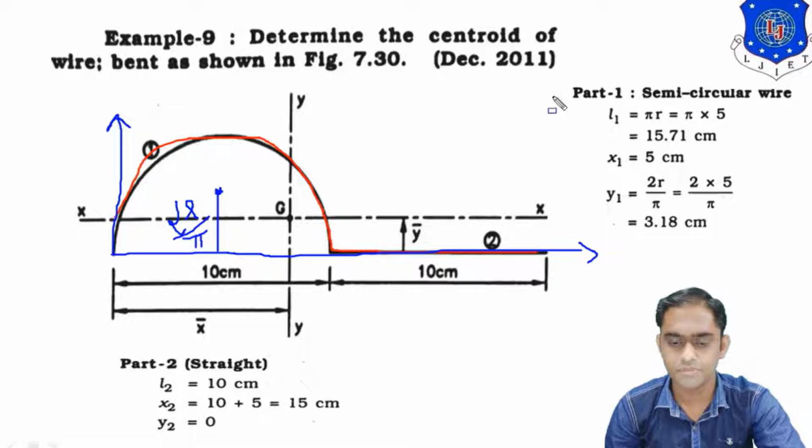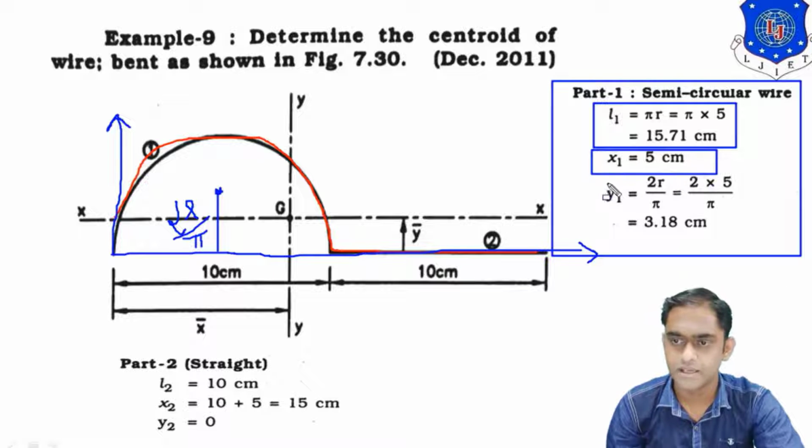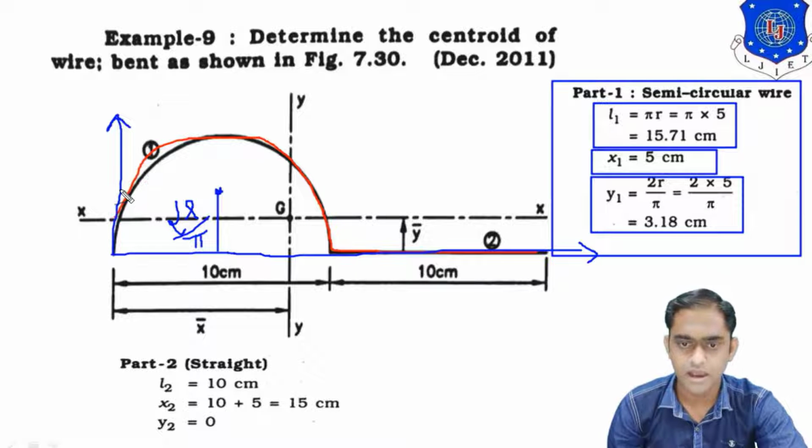Here in the calculation part, you have to check part 1 first. This is the part number 1, semicircular wire. In this part, you first have to find the length of the wire L1. Then after you have to calculate x coordinate of the CG, and then after you have to calculate y coordinate of the CG. Let us check how. For the semicircular arc, measuring from the y-axis, you can see up to the center of gravity, this is the x coordinate, which is equal to the radius. This radius means it is 5 centimeter. Okay, sorry, x1 is 5 centimeter.